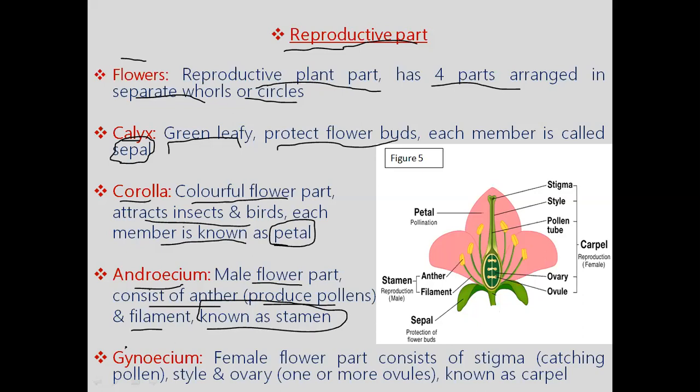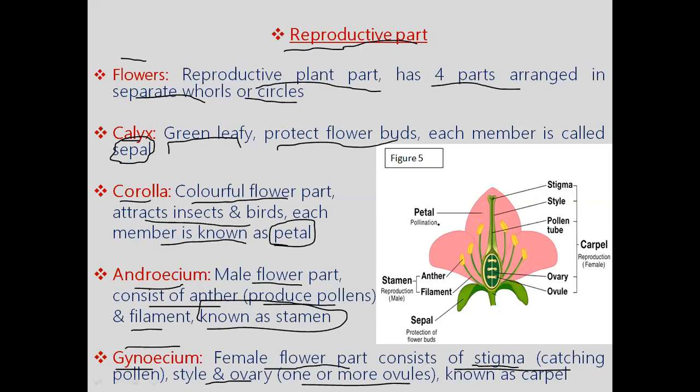Next is the female part, known as the gynoecium. The gynoecium is the female flower part. It consists of the stigma, which helps in catching pollen, the style, and the ovary. The ovary consists of one or more ovules, and it is known as the carpel.